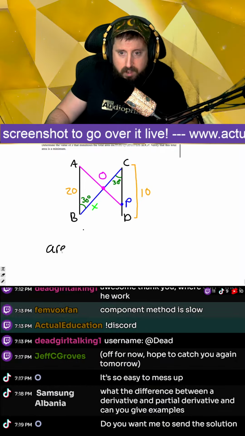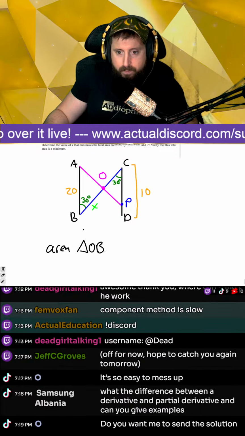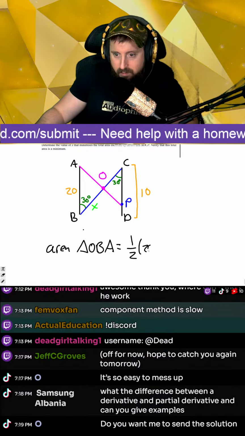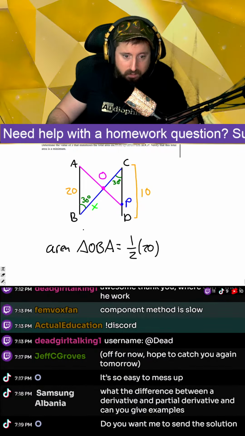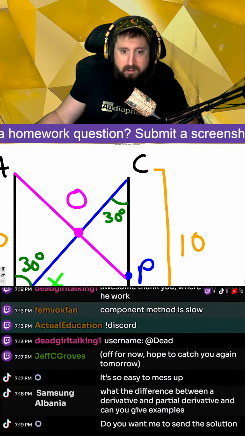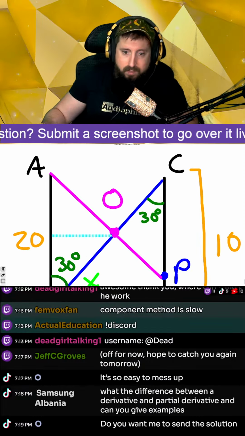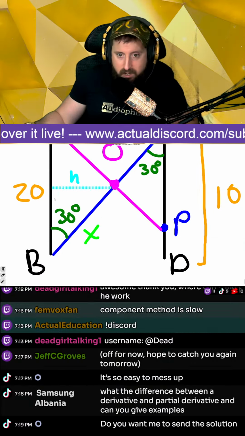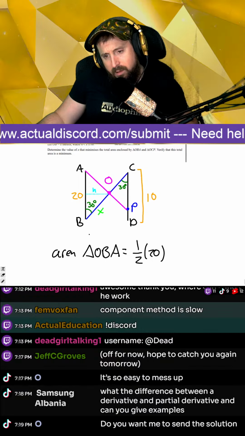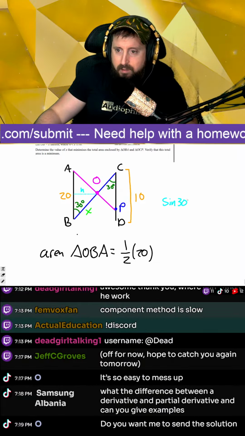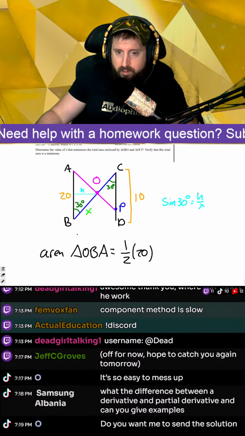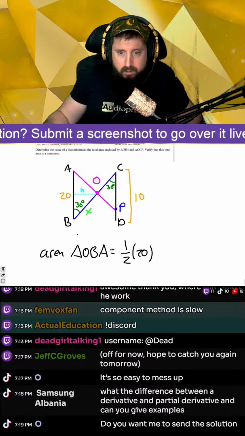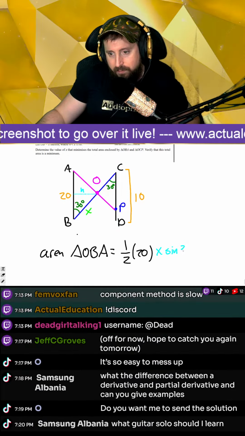Okay, so the area of triangle OBA is going to be equal to one half times the base, which is 20, times whatever the height is. Now, the height's actually kind of tricky. The height is going to be this, and that's related to X and the angle here, because this makes a 90-degree angle. So sine of 30 degrees is equal to h over x, opposite over hypotenuse. So h is equal to x sine 30. Cool. So we can say x sine of 30 degrees.